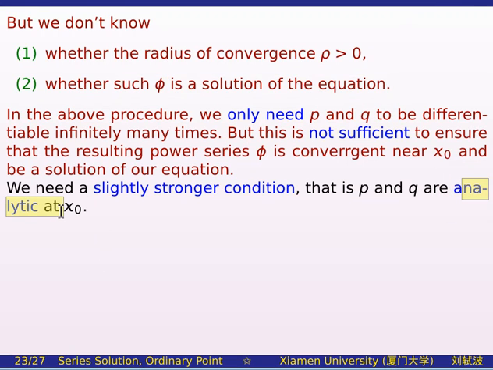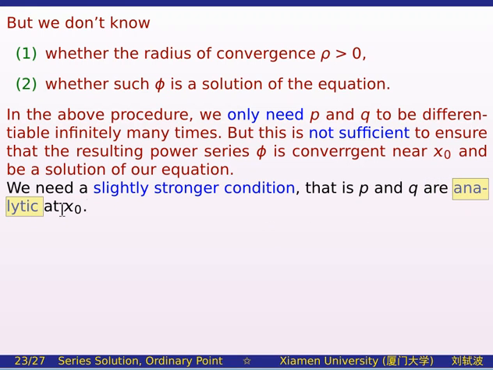What does it mean for a function to be analytic at x0? We recall this concept. For p and q, a function is analytic at this point means that the function can be expressed by a power series about this point. That is, the function has infinitely many differentiability. It can be differentiated infinitely many times. Therefore, we can construct its Taylor series, and the sum of the Taylor series equals the function identically in the neighborhood of x0. So this is what analytic means.